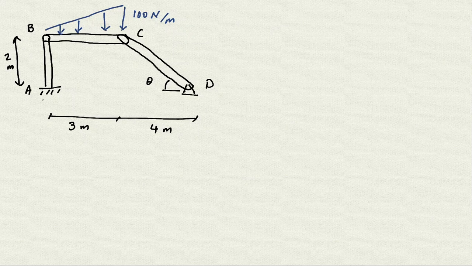If you look at here, because it's a fixed support, we have 3 reactions at A and we have 2 reactions at D, so in total we have 5 reactions, and there's no way that we can write the equilibrium equations for the entire frame to find those reactions, because we can only write 3 equilibrium equations, and as you can see here, we are going to have 5 unknowns.